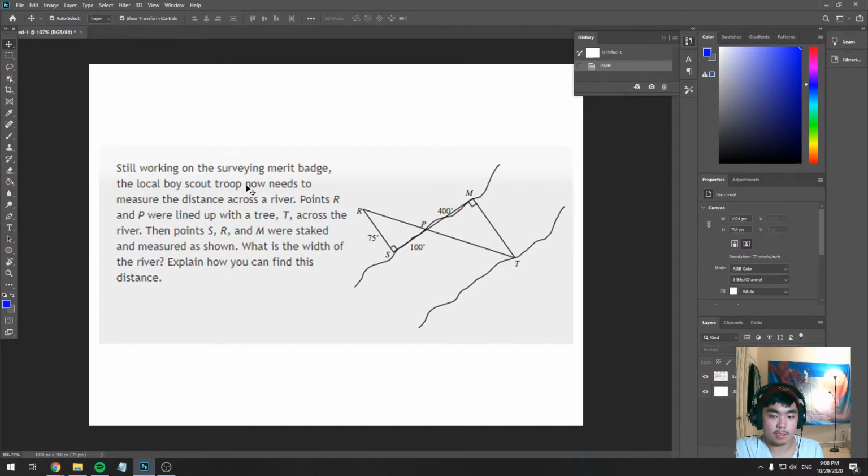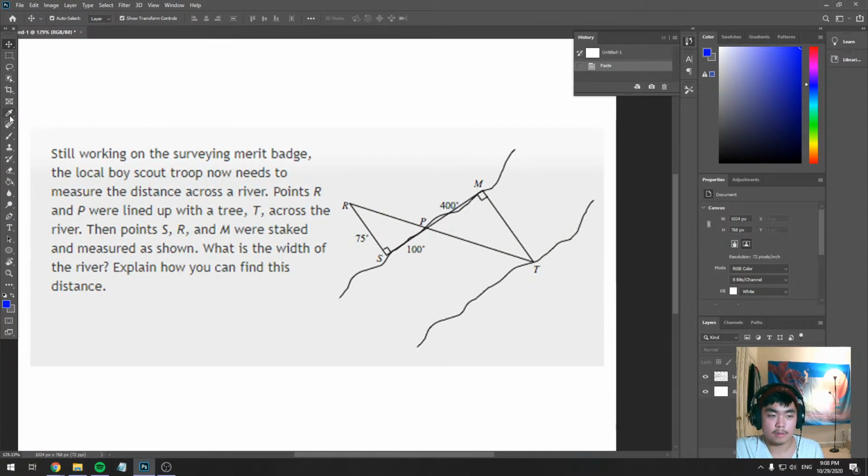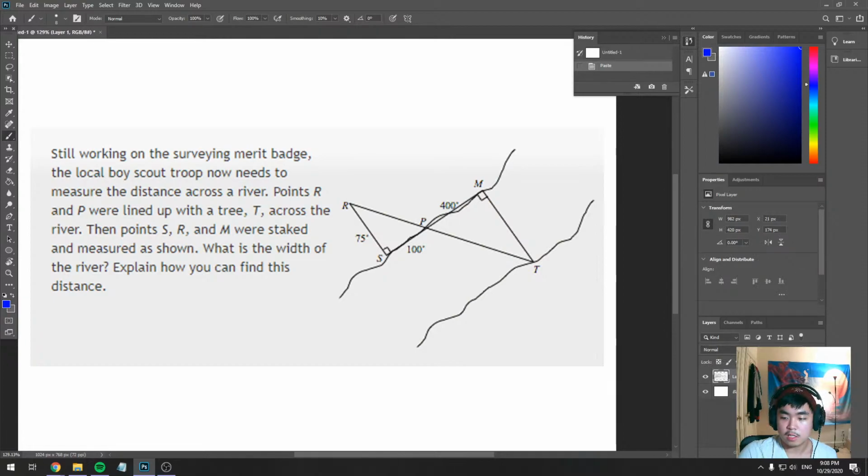So first off, similar triangles. This one is fairly simple. So you're trying to figure out the width of a river. The Boy Scouts or whatever have placed stakes at the end of the river and here. And notice the key here is that they form 90-degree angles with the river, which makes these triangles similar. So it's asking, what is the length of MT?